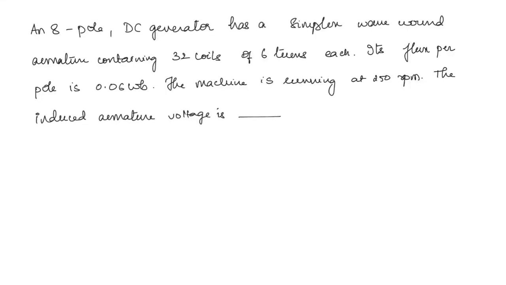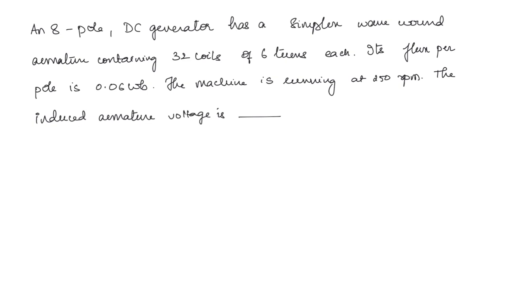So we will start with a simple problem. An 8-pole DC generator has a simplex wave-wound armature containing 32 coils of 6 turns each. Its flux per pole is 0.06 Weber. The machine is running at 250 RPM. The induced armature voltage is.